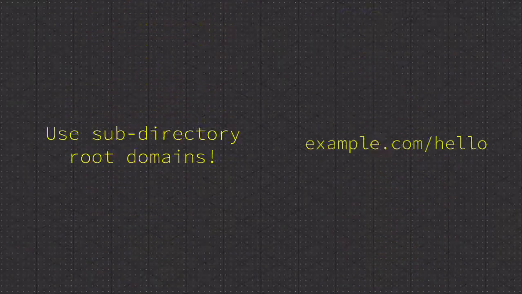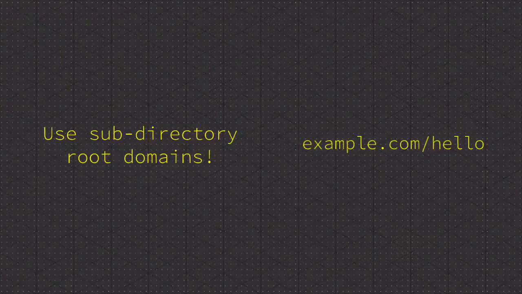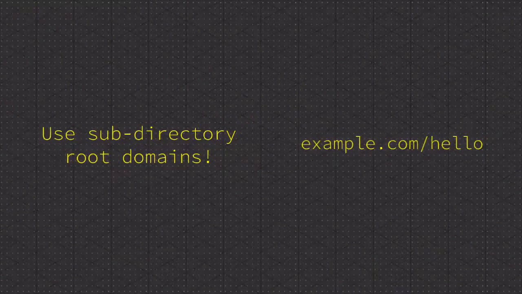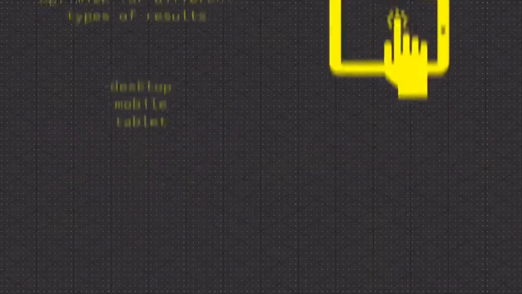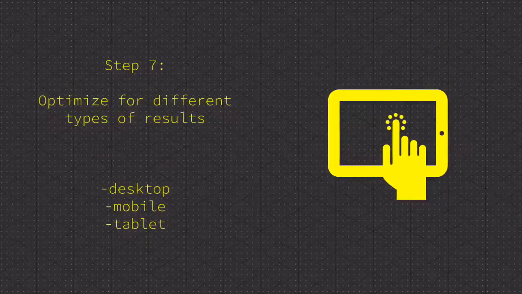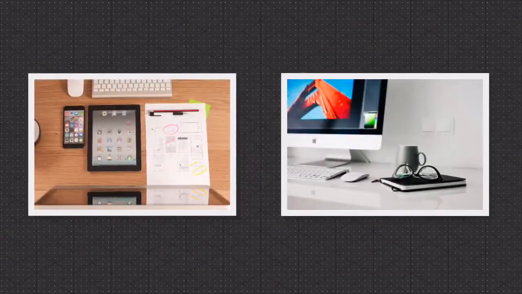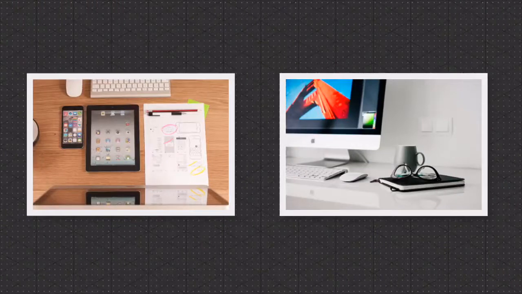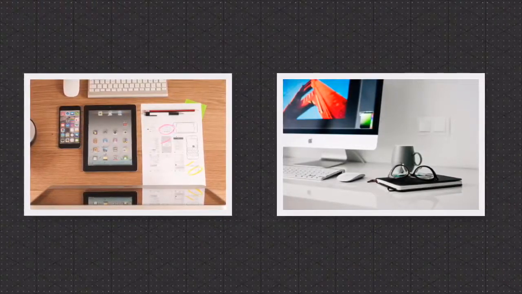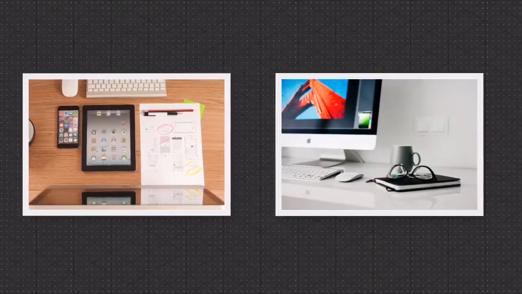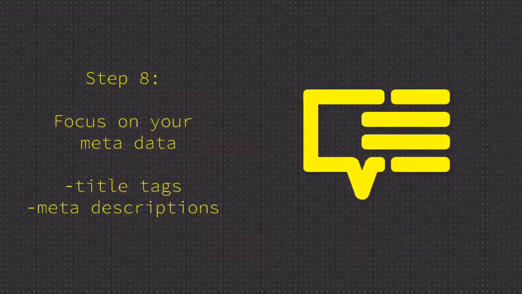Step 6. Be consistent with domain names. Keep it simple and use subdirectory root domains. For example, example.com/hello. Step 7. Optimize for different types of results. In order to make sure you're optimizing for different types of results, just make sure your website works properly with desktops, tablets, and mobile cell phones.